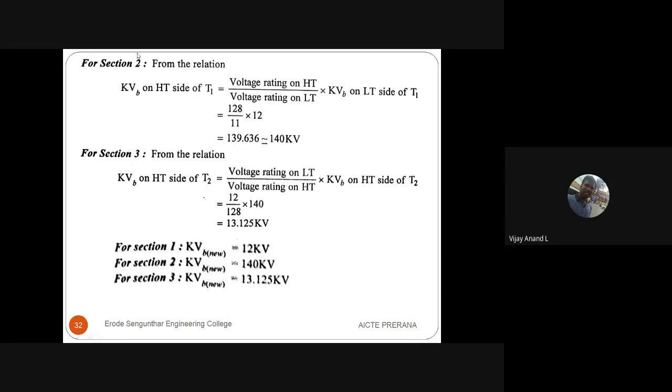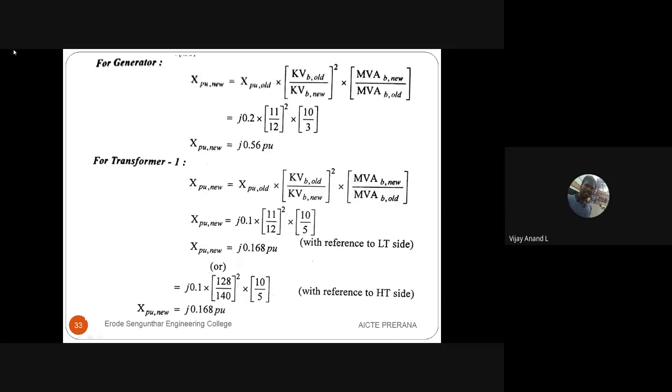For session 2, from the relation for the generator, XPU new is equal to XPU old into KVB old divided by KVB new, the whole square, into MVAB new divided by MVAB old. That is equal to j0.2 into 11 divided by 12, the whole square, into 10 divided by 3. We have calculated all these values previously. So just substitute them, and finally we will get XPU new is equal to j0.56 pu.